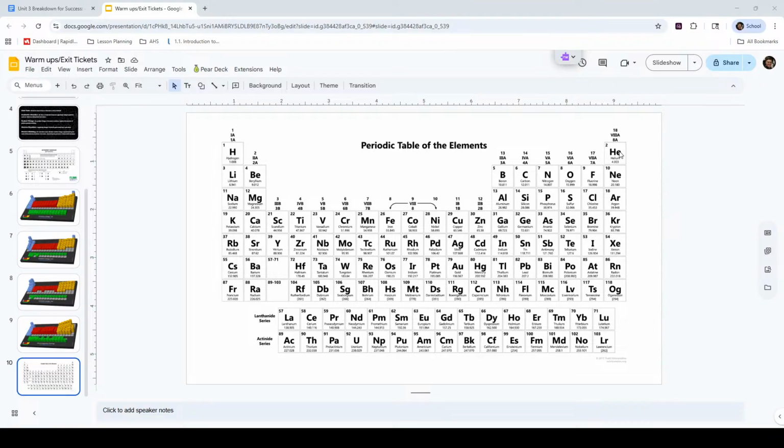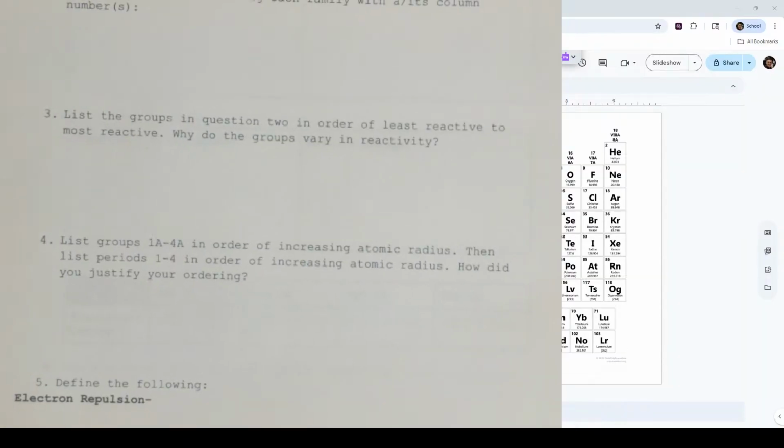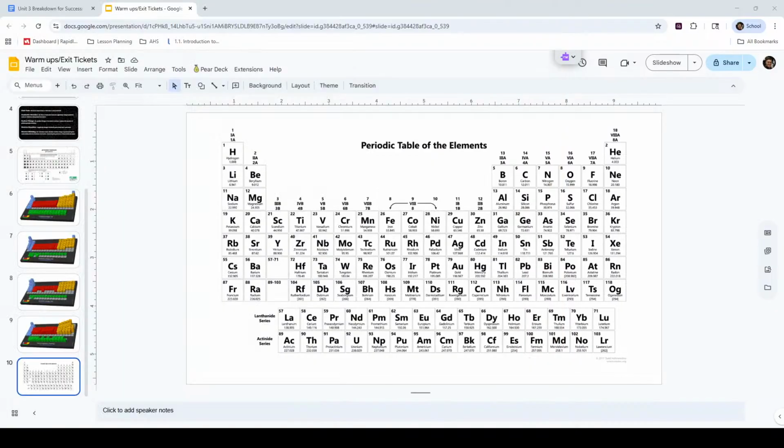Okay. All right. List the groups in question 2 in order of least reactive to most reactive. Why do the groups vary in reactivity? So that is the next question that was on your practice test. So let's talk about reactivity a little bit. This goes back to the octet rule. What do elements want to do? They want to look like a noble gas.